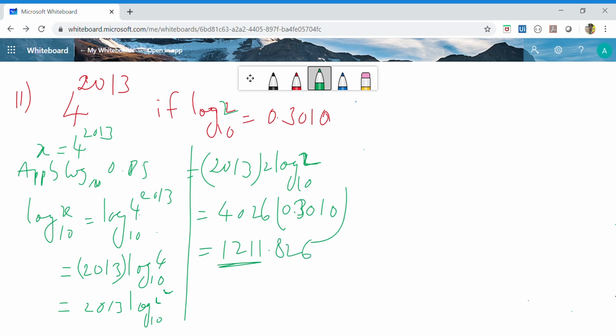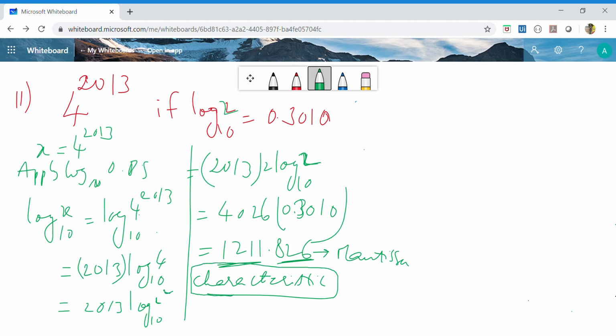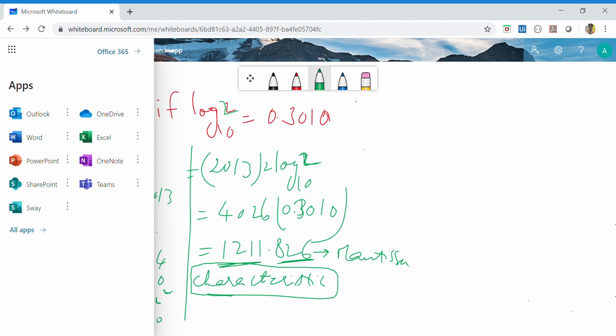So this integral part is called the characteristic, and the decimal part is called the mantissa. What is the number of digits? Characteristic plus 1 is the number of digits.